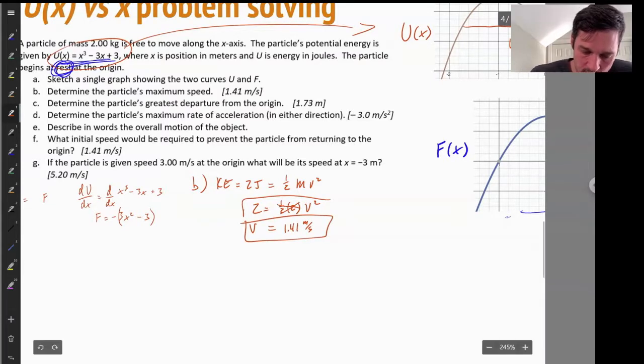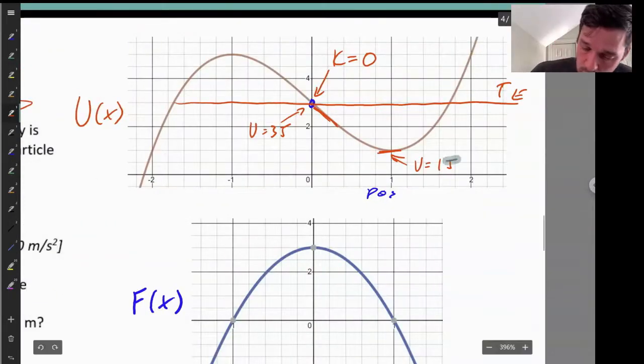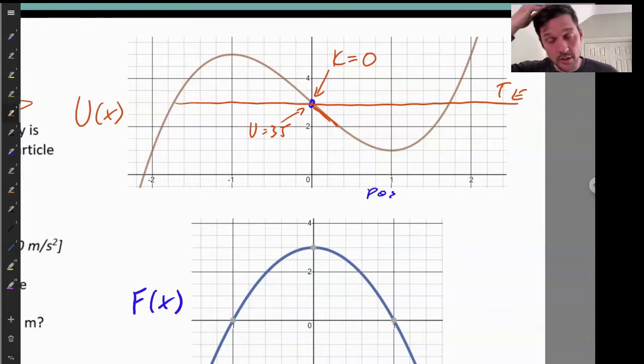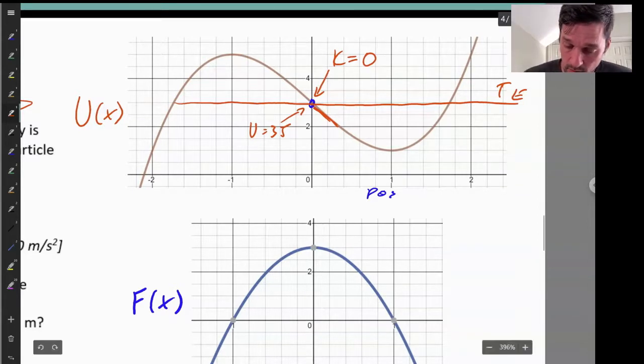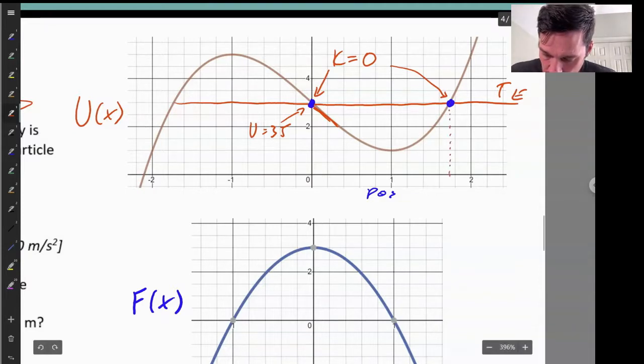Determine the particle's greatest departure from the origin. All right, well, that total energy bar becomes useful again because it's going to move. This object is going to have the ability to move as long as it has kinetic energy. And as we've said, the locations where the potential energy graph crosses this total energy bar indicate the points where there is no kinetic energy. Kinetic energy is 0 there and there. So it's going to move to the right until it runs out of kinetic energy, and that position at the right corresponds with approximately that location.